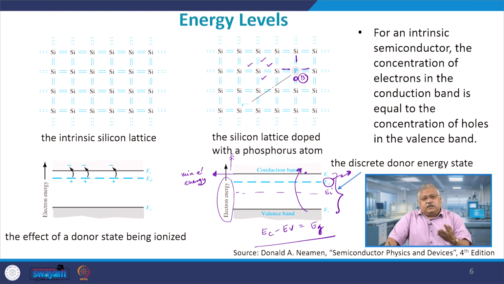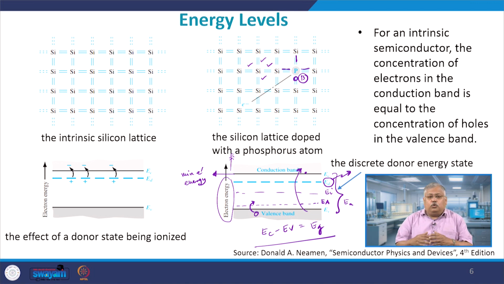Assuming again 100% ionization, the boron or acceptor level will be very close to the valence band. This is EA, or the acceptor level. We would also write it as E subscript a. So, if you want to generate a hole, you just have to shift an electron from the valence band to this particular point, which is also very, very small as compared to Eg. Once you do that, you have a hole available here, right.